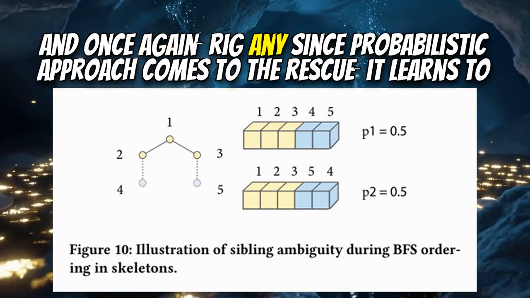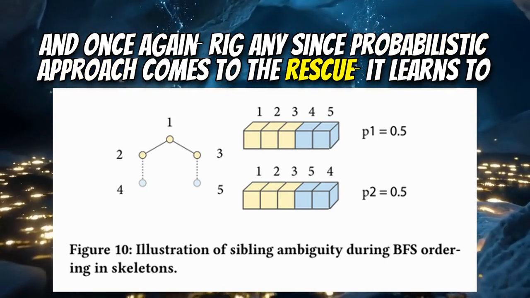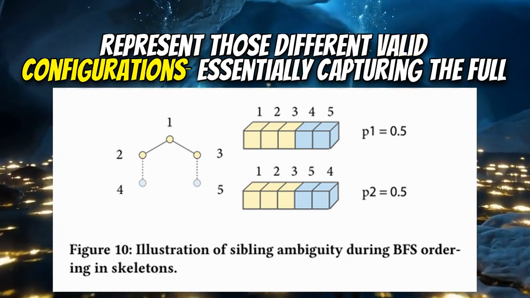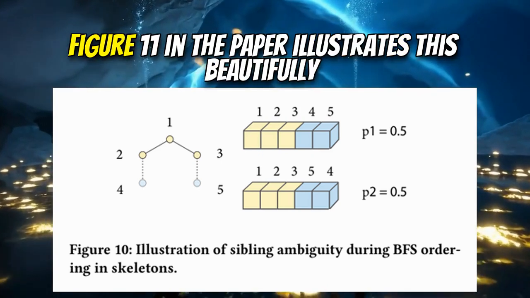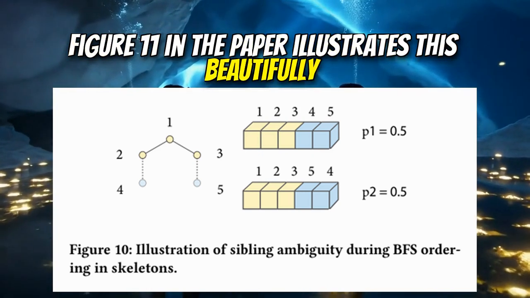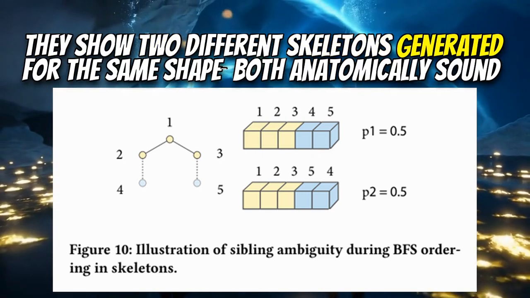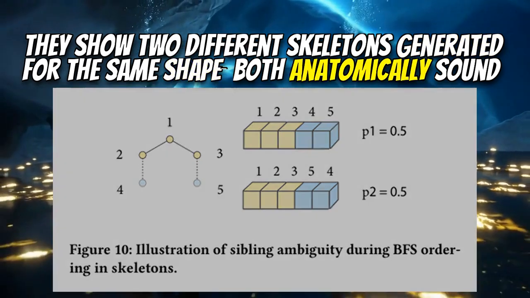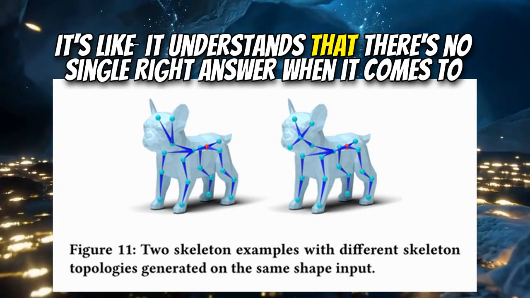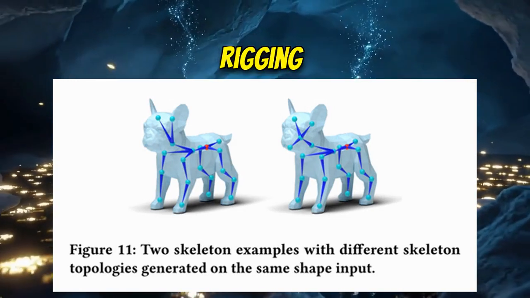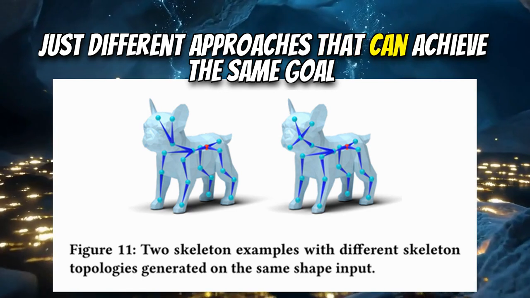Exactly. And once again, RigAnything's probabilistic approach comes to the rescue. It learns to represent those different valid configurations, essentially capturing the full spectrum of possibilities. Figure 11 in the paper illustrates this beautifully. They show two different skeletons generated for the same shape, both anatomically sound. It's really quite remarkable. That is impressive. It's like it understands that there's no single right answer when it comes to rigging. Just different approaches that can achieve the same goal.